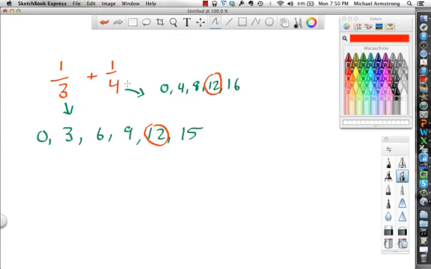And if I want to know how many times 4 goes into 12, 4 goes into 12 three times. And 3 goes into 12 four times. So 3 times 4 is 12, 4 times 3 is 12. So this is kind of another way to figure it out.